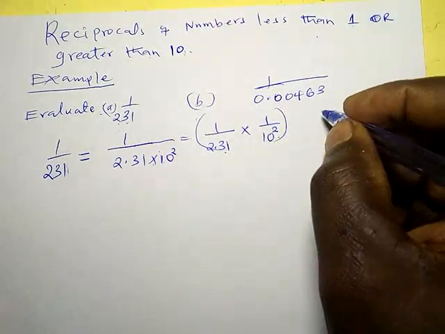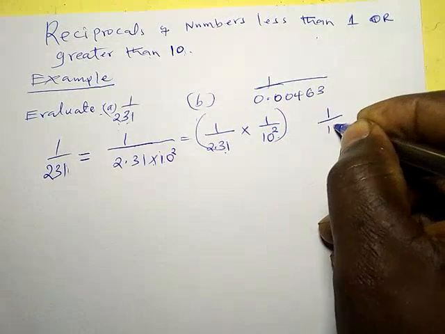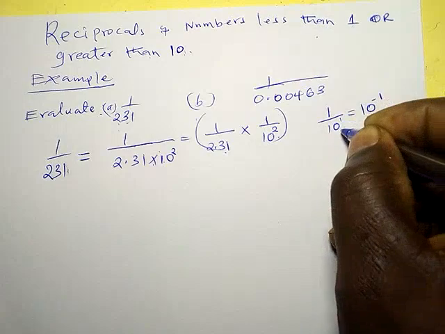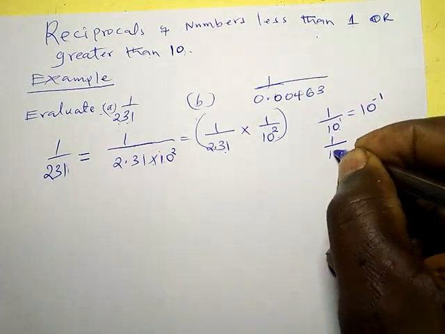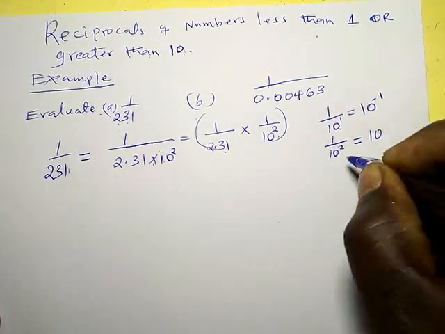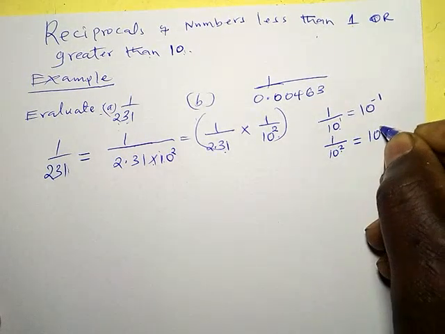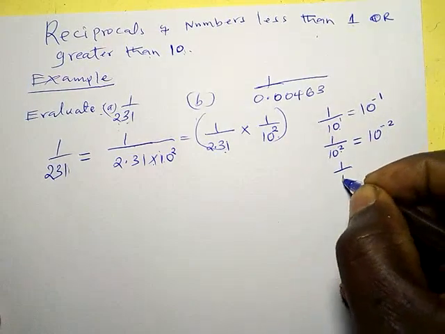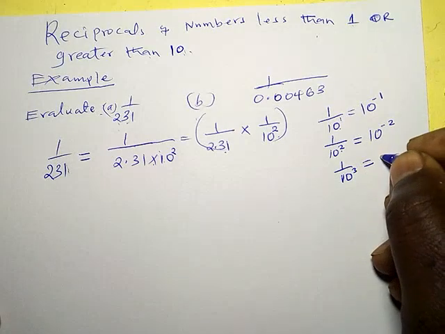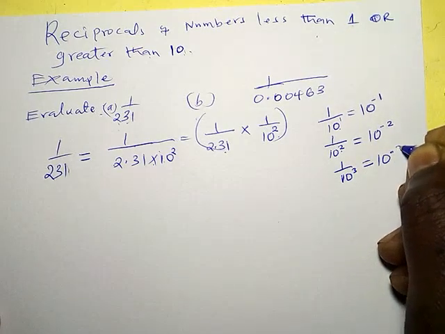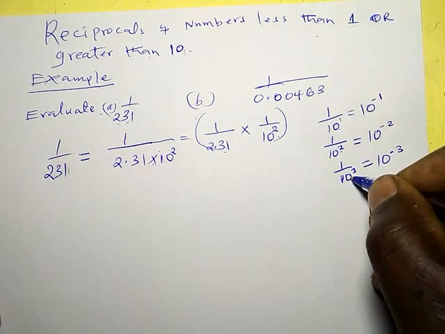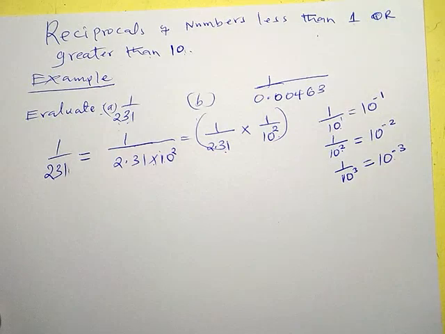And I want to tell you that 1 over 10 is the same as 10 raised to power negative 1. 1 over 10 raised to power 2 is equal to 10 raised to power negative 2. 1 over 10 raised to power 3 is exactly the same as 10 raised to power negative 3. So whenever you see this, this and this is the same.